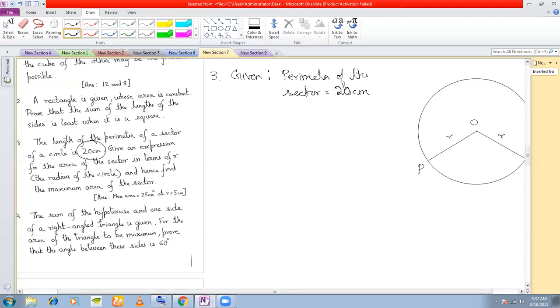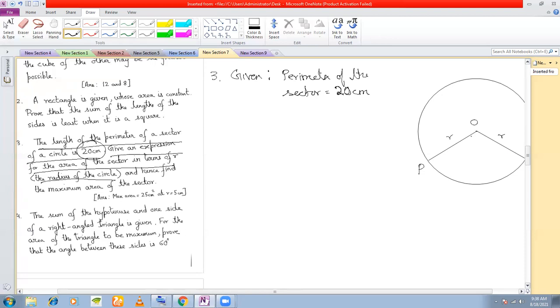So first we'll write down the expression. We'll just answer the first part and then we'll continue in the next class. If you see, the first part is: the length of the perimeter of the sector of a circle is 20. Give an expression for the area of the sector in terms of R, the radius of the circle. So the radius of the circle is already given to you, right? You simply need to find out the expression for the perimeter of this.